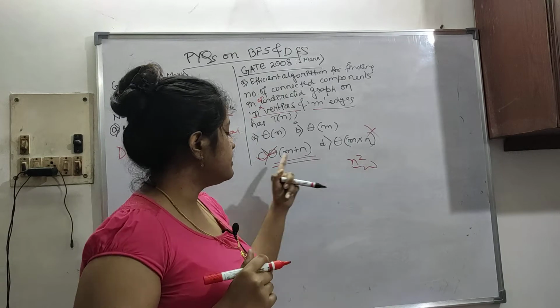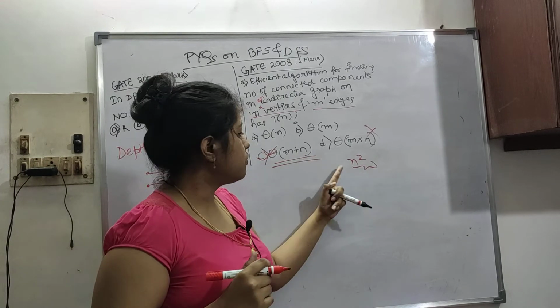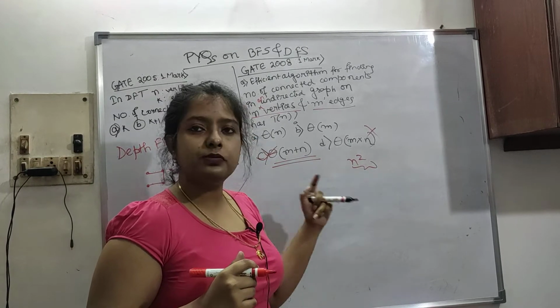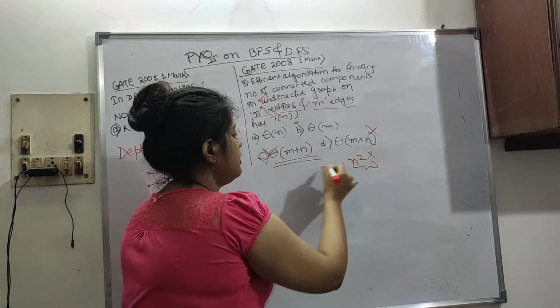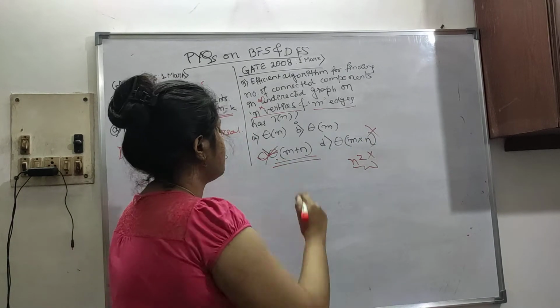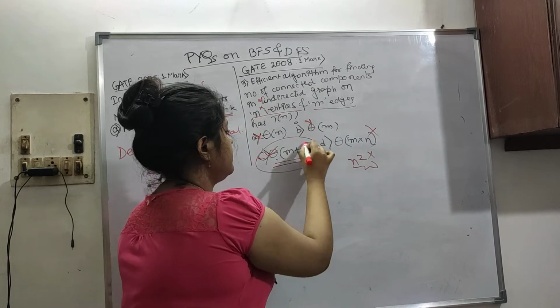So this is wrong, because don't take v square or n square, as that will not be efficient. With the help of an adjacency list we can do m plus n. With an adjacency matrix we can do n square, but it is not efficient. This is efficient, and this is wrong, this is wrong. So this is our correct answer.